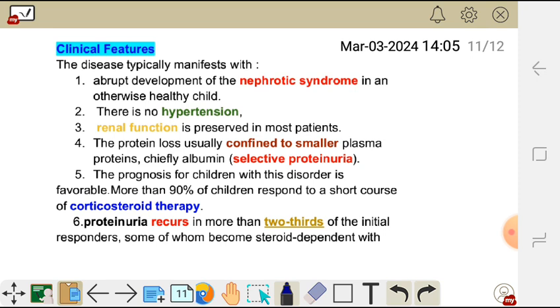Then apart from that, the prognosis for children with this disorder is favorable, and in most cases 90% of children who suffer from minimal change disease are treated using what we call corticosteroid therapy. So they respond well to corticosteroid therapy. But proteinuria may recur even when you are on corticosteroid therapy. When you have been treated, there is a chance that proteinuria may occur.